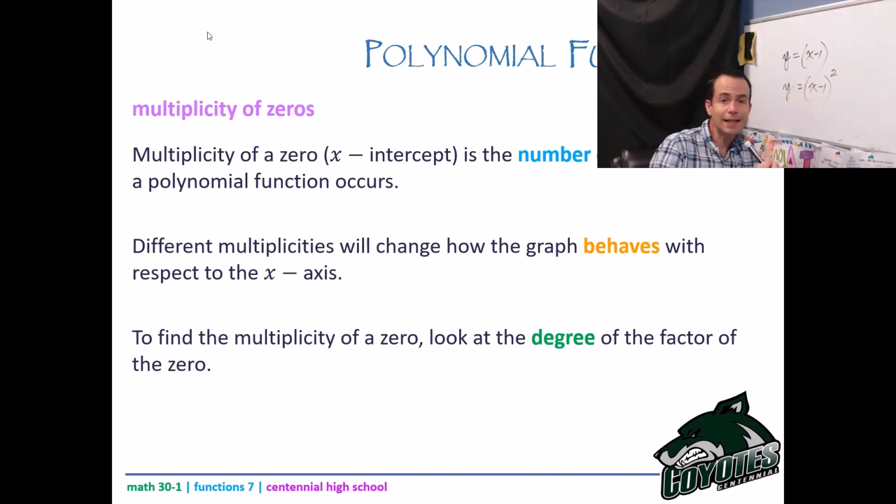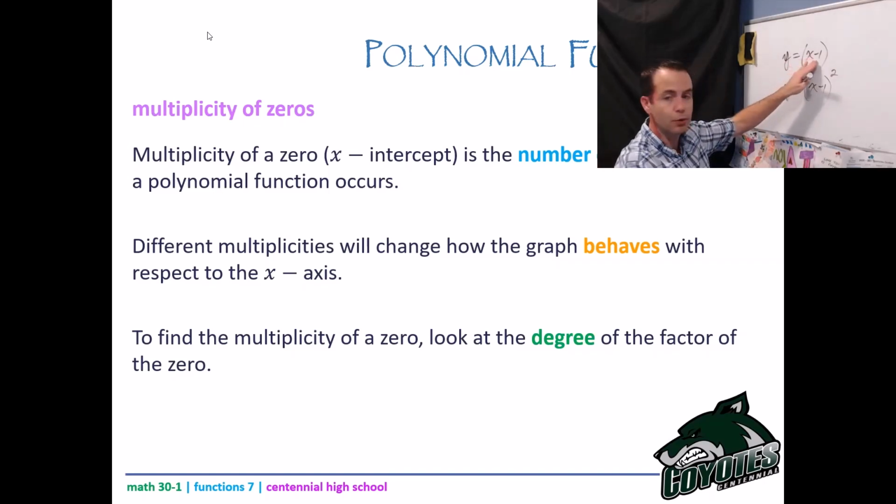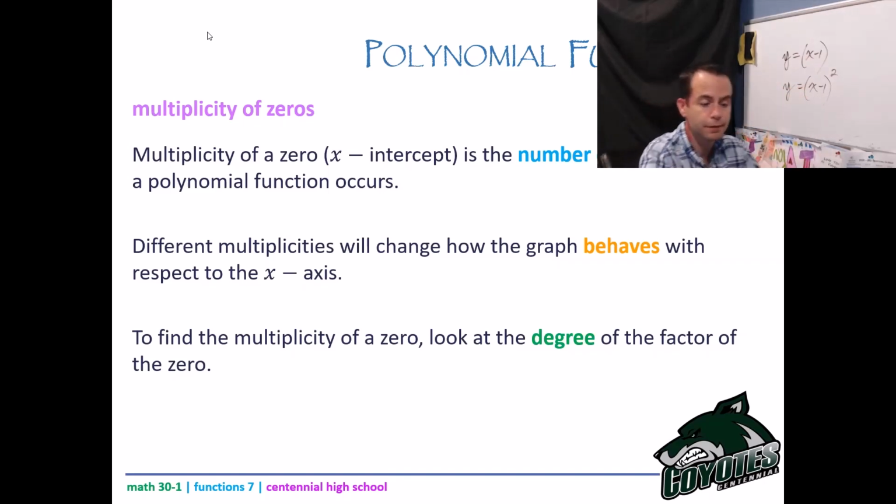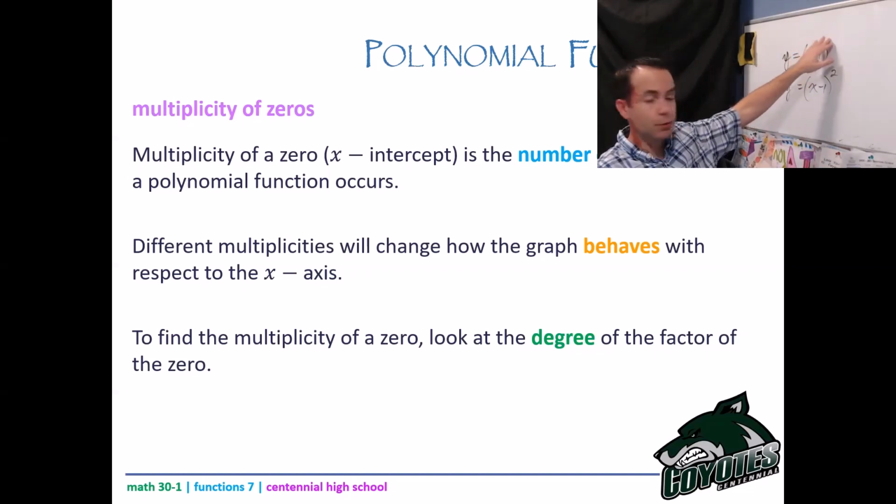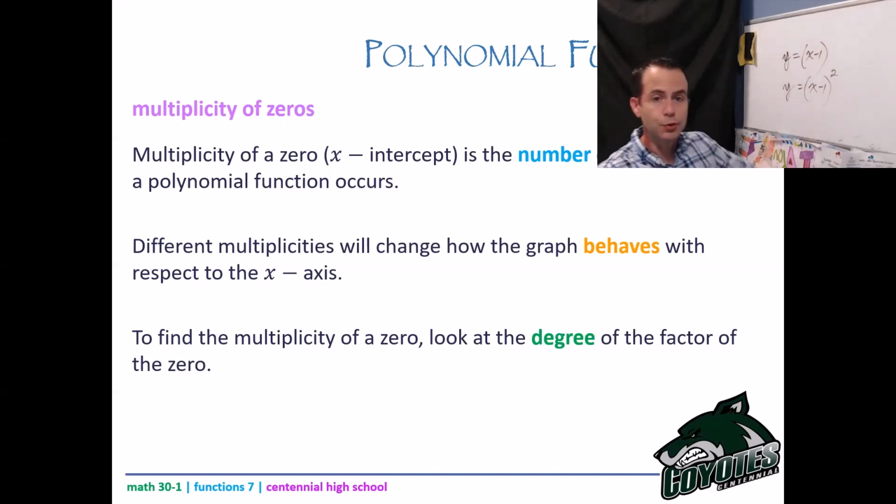Now, that changes the behavior of the graph. It changes how the graph intersects the x-axis, and there are essentially three scenarios that we have to deal with. We have to deal with an exponent of 1, an exponent of 2, and an exponent of 3. So I'm just going to quickly read this with you. Multiplicity of a 0, or x-intercept, is the number of times a 0 of a polynomial function occurs. Different multiplicities will change how the graph behaves with respect to the x-axis. To find the multiplicity of a 0, look at the degree of the factor of the 0. So here, the degree of this factor was 1, and here, the degree of this factor was 2.